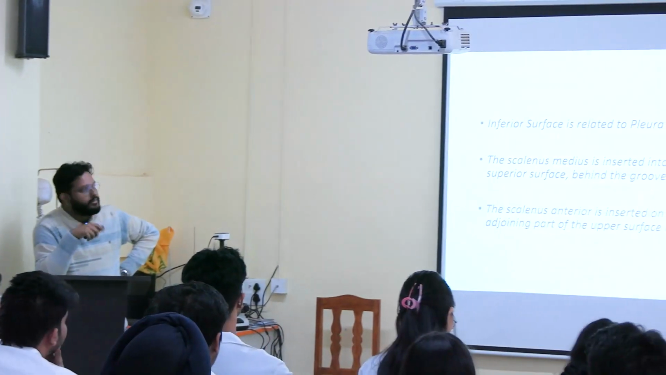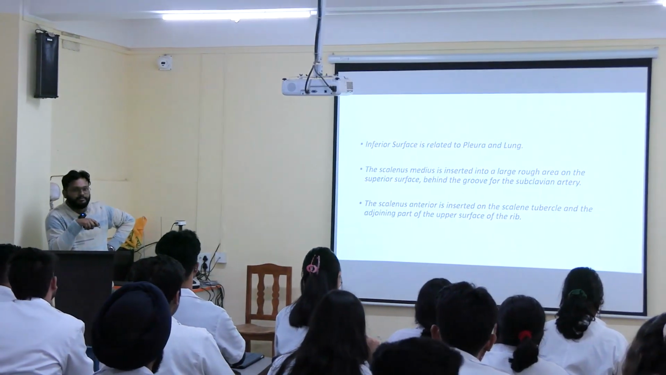There is scalenus medius. देखो पिक्चर बनाया है. Scalenus medius. These two are scalenus. This one is the serratus anterior. ठीक है? And these two structures, thoracic ganglion, superior intercostal artery, and first intercostal nerve. Inferior surface is related to the pleura and lung, ठीक है.